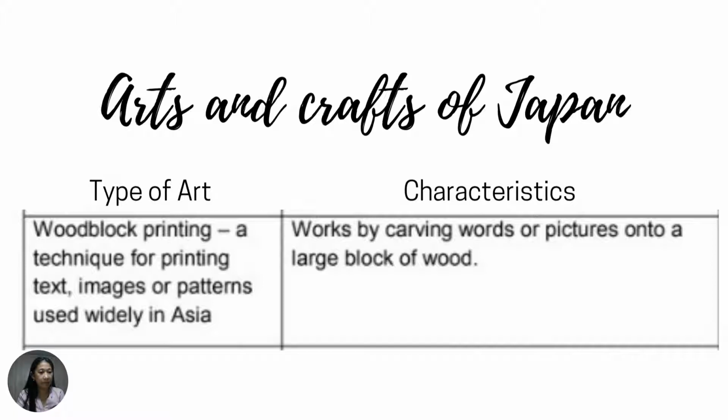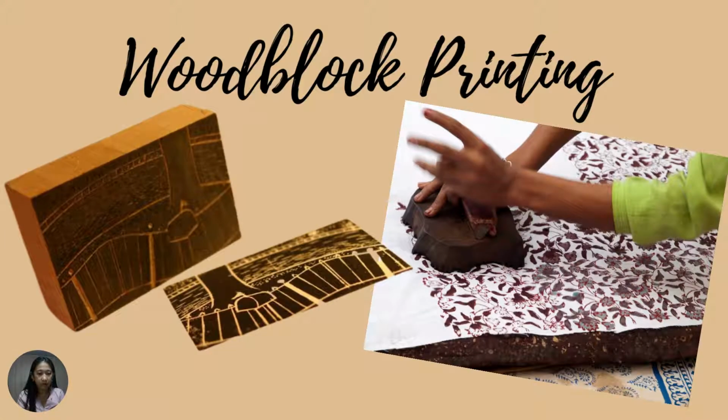Another arts and craft of Japan is called woodblock printing. It is a technique of printing text, images, or patterns used widely in East Asia. Its characteristics: it works by carving words or pictures onto a large block of wood. This is an example of woodblock printing. Para siyang lumang uri ng printer. Kung meron tayong printer of the 21st century, ito yung ginagamit nila to replicate images or text or patterns.